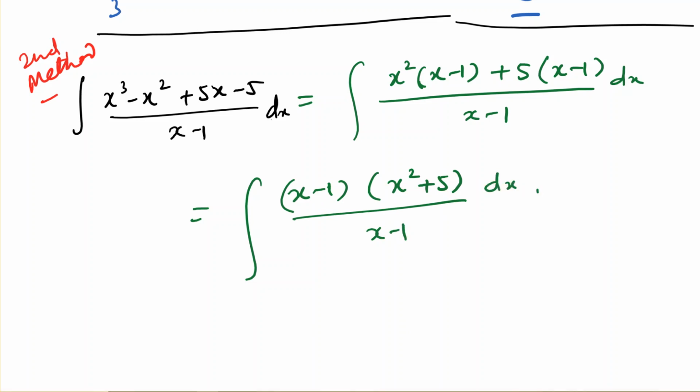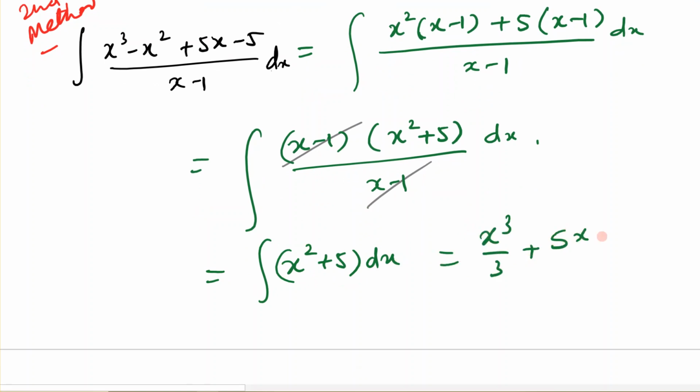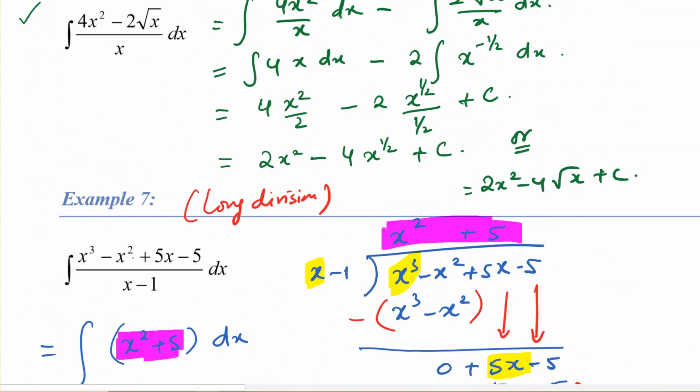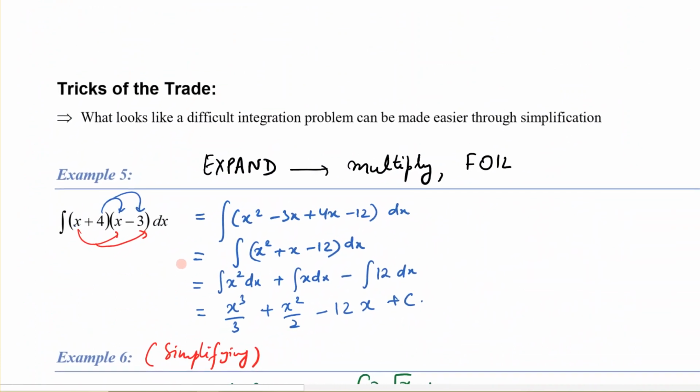So x minus 1 and x minus 1 cancel out, and we are left with the integral of x squared plus 5 dx. The integral of x squared is x cubed over 3, and the integral of 5 is 5x, plus c. And we get the same answer. So either use long division, or if there are any common factors that you can cancel out, do that simplification first. Basically, the trick of the trade is that sometimes complicated-looking integration problems can be made easier through some simplification.